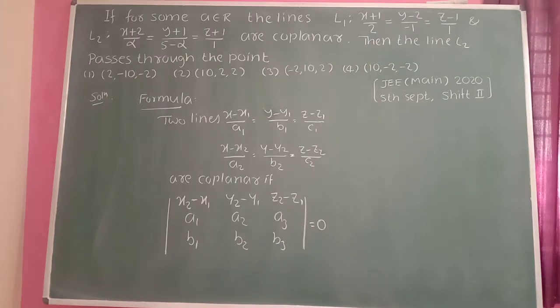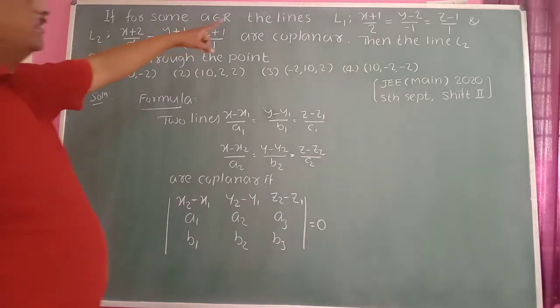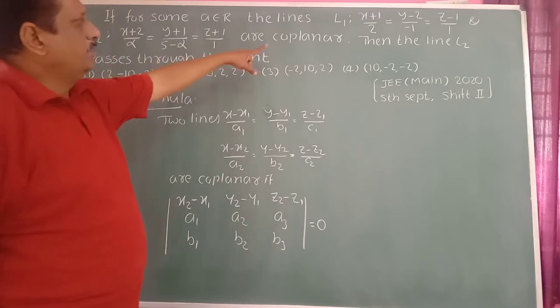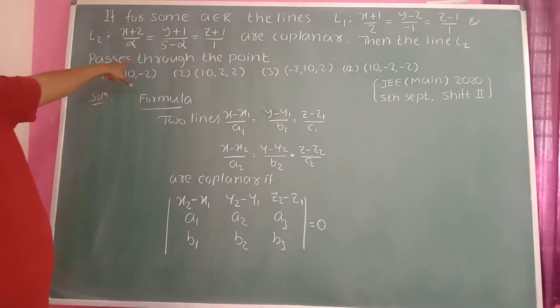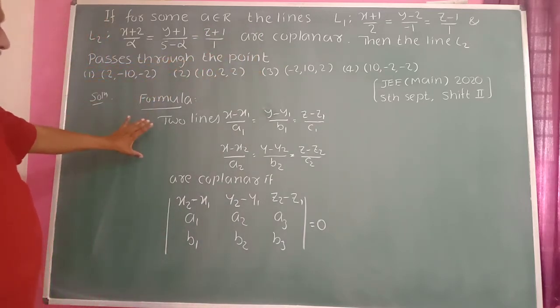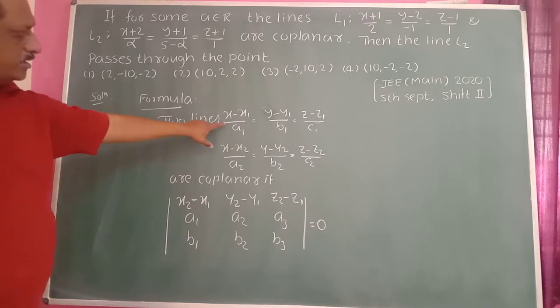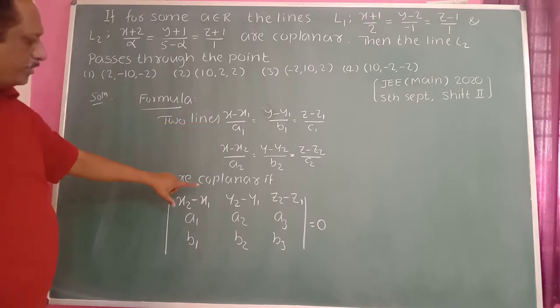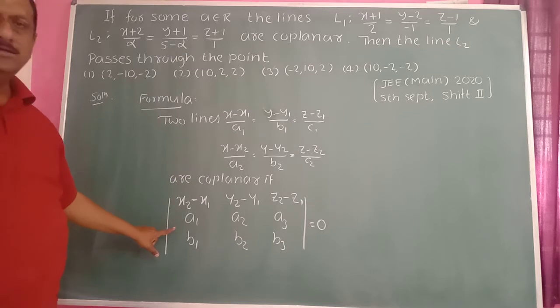So here is our example. The lines L1 and L2 are coplanar if this condition is satisfied. Here is one formula for two lines being coplanar.